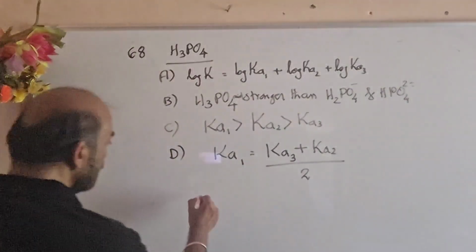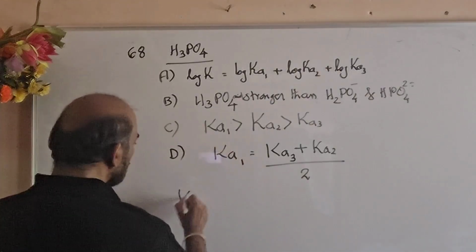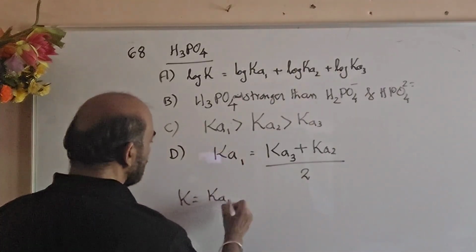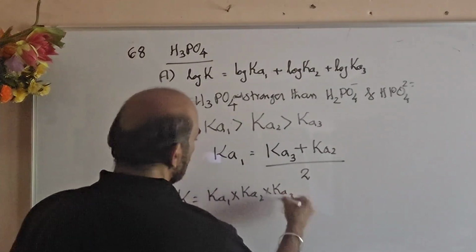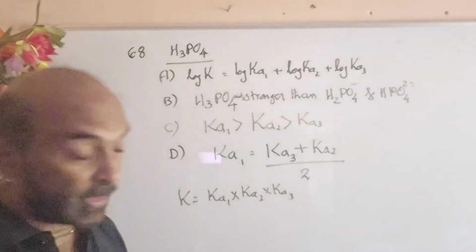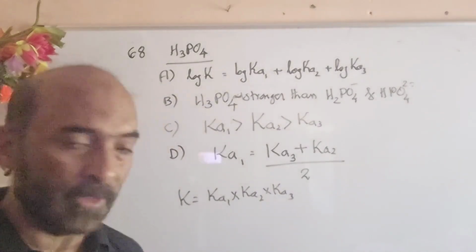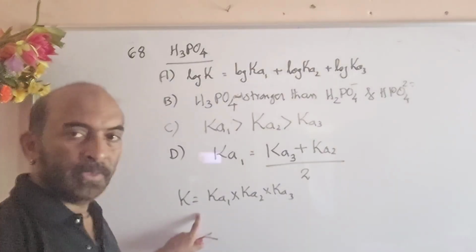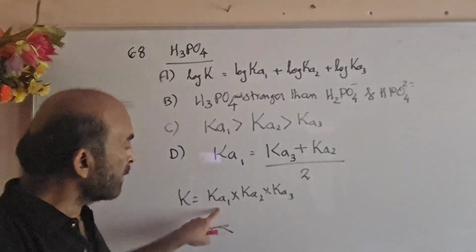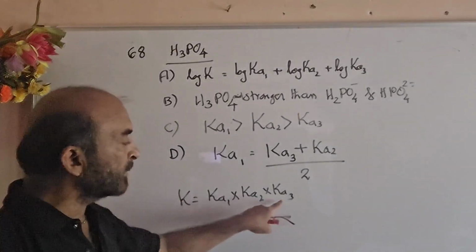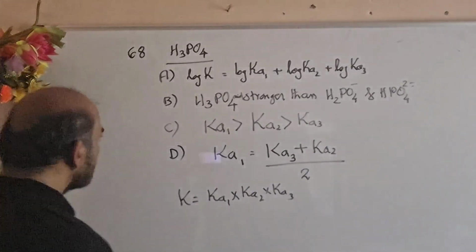Why? Because we know that the net constant K is equal to Ka1 into Ka2 into Ka3. The product, the net equilibrium constant is the product of equilibrium constants of all the stages together. This is correct. So upon taking logarithm, this becomes log K is equal to log Ka1 plus log Ka2 plus log Ka3 from the rule of logarithm. So the first statement is correct.